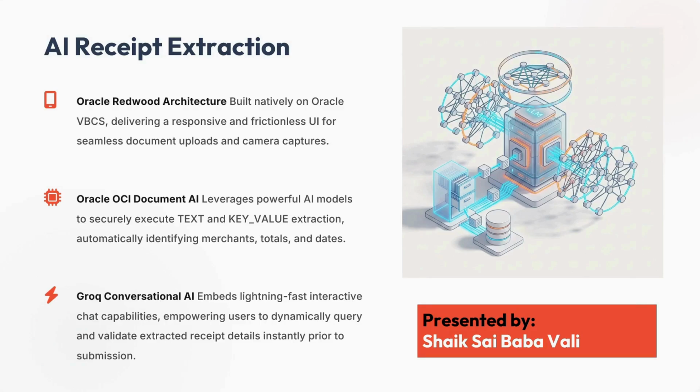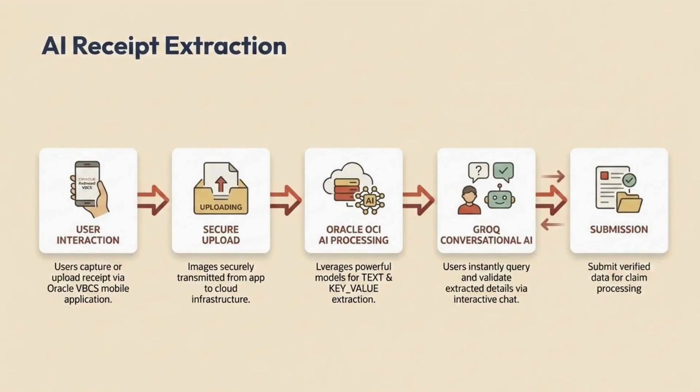So coming to the flow, here is the flow. The user can interact with the VBCS application, where he can securely upload the document. It can be PDF or JPG or PNG. Once the receipt has been uploaded, Oracle OCI AI processing will process this document and give the extracted data. From this extracted data, we can do the conversation using Groq AI, the Groq conversational API. With this, we can check whether the details and the accuracy are good before submitting the claim.